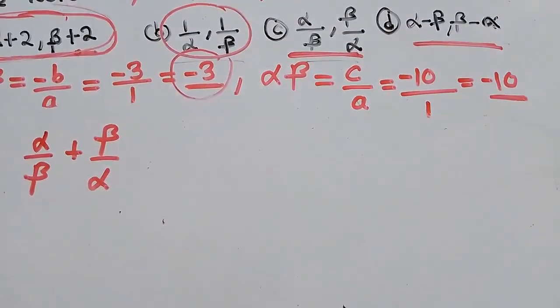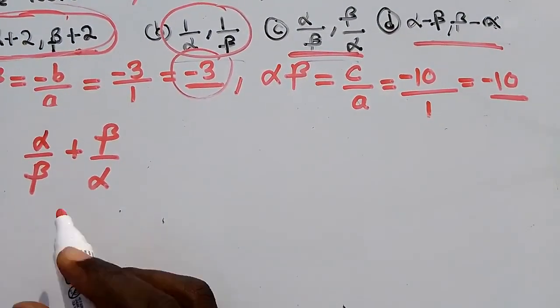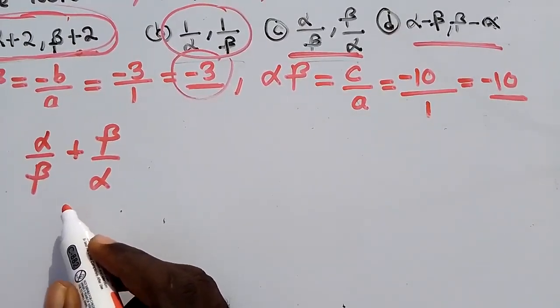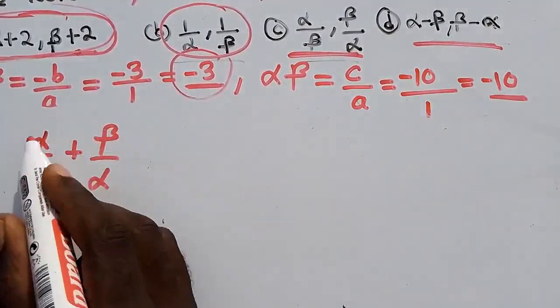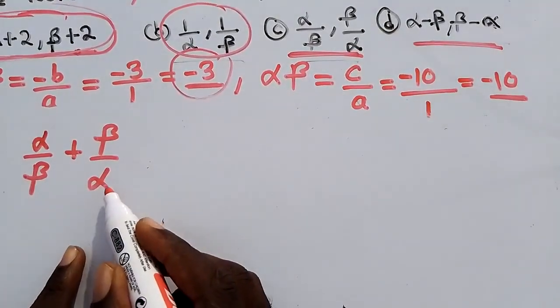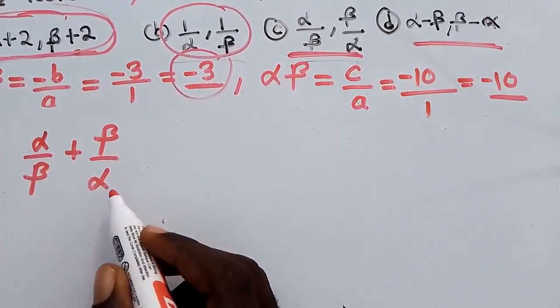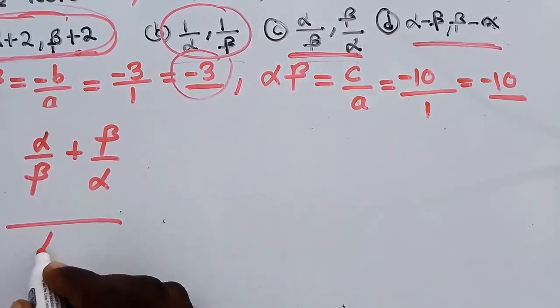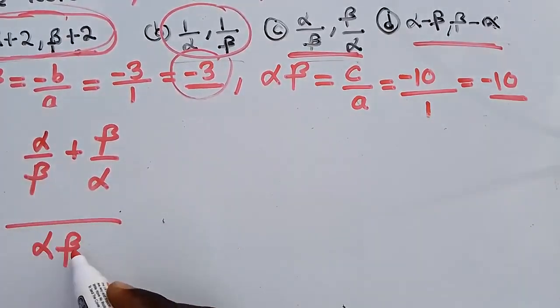So now how do I work out this one? I'm going to add here. Adding means I want to find the sum of the roots. So how do I find the sum of the roots now? The common denominator is alpha beta, so the beta cancels.